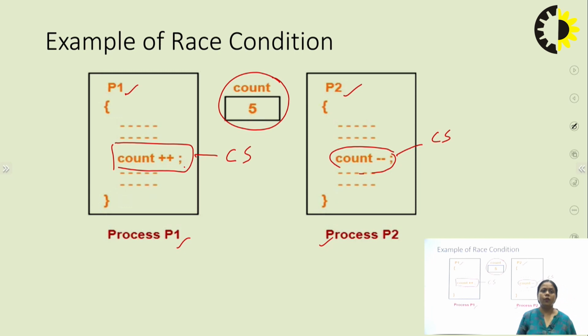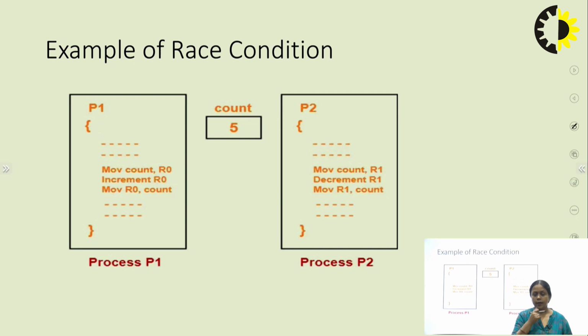So these are two different processes. Now what will happen if we check the scenario? You can see here the assembly language for incrementing the count variable and for decrementing the count variable. We have three statements here. One, move the value of count into the R0 register. Second, increment the value of R0. And third, again transfer the R0 data into count.